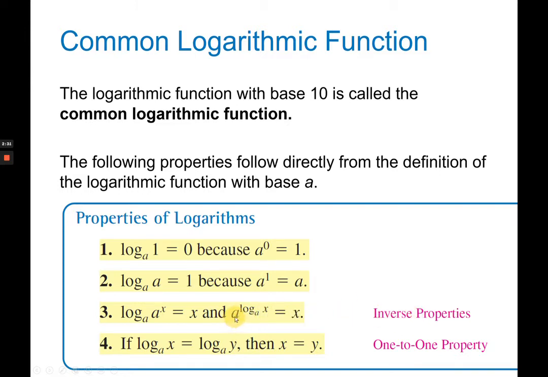Just remember, if you have a raised to logarithm base a of x, a raised to logarithm base a cancels each other, and it's equal to x. Whatever is the value of the argument, that's the answer. And that's the inverse property for logarithms. And then the last one, the one-to-one property: if logarithm base a of x is equal to logarithm base a of y, we can just cancel the same logarithm and write the equation x is equal to y, which are the arguments.